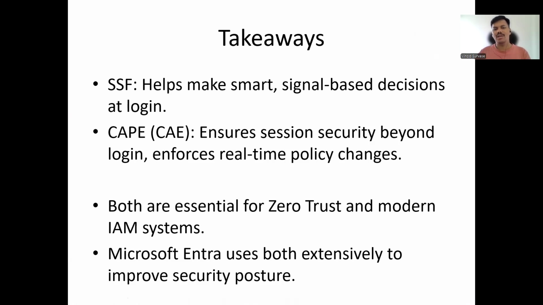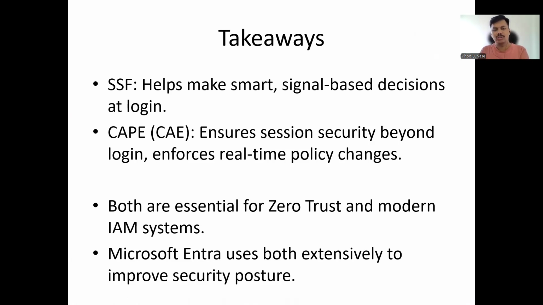So once the user has logged in, during the active session, it's going to keep running session security checks, right? Using CAPE. It's going to keep checking beyond the login and enforce real-time policy checks and changes on the user identity as well as applications. The user has access to it, but this policy is going to keep checking and evaluating user access levels, right? And both of these are an essential part of zero trust and modern IAM systems, as I said, right?